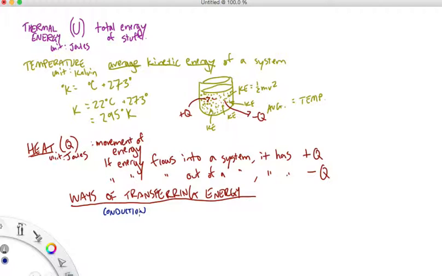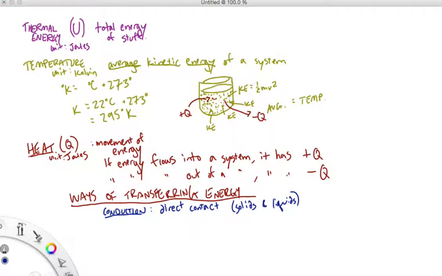Conduction is when heat is transferred through direct contact. So you have one object contacting another. It can be a solid interacting with a solid, a solid with a liquid, or a liquid with a liquid. Gases are a little bit weirder because gases are a whole bunch of tiny little objects. So direct contact, between solids and liquids. That's one way of transferring energy.